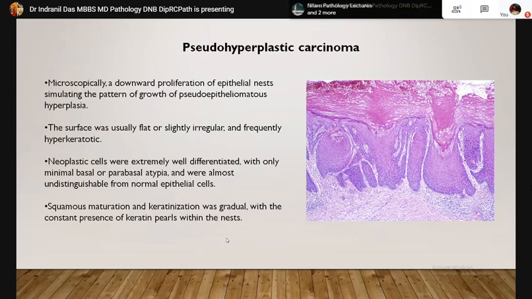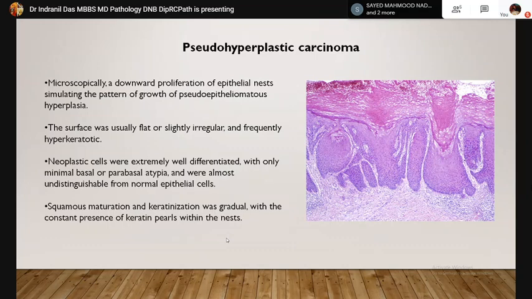The first is pseudohyperplastic carcinoma. Microscopically, there is downward proliferation of epithelial nests, simulating the pattern of growth of pseudoepitheliomatous hyperplasia. We need to be very cautious during the diagnosis of pseudohyperplastic carcinoma, because pseudoepitheliomatous hyperplasia secondary to different reactive conditions may simulate this type of carcinoma.